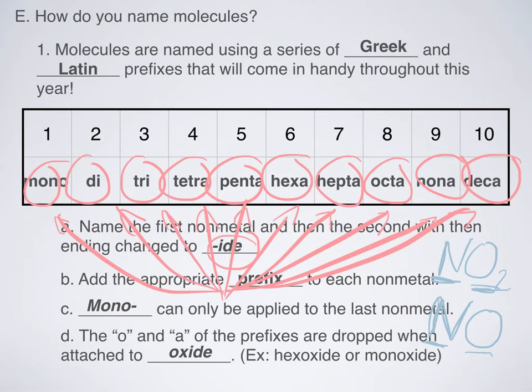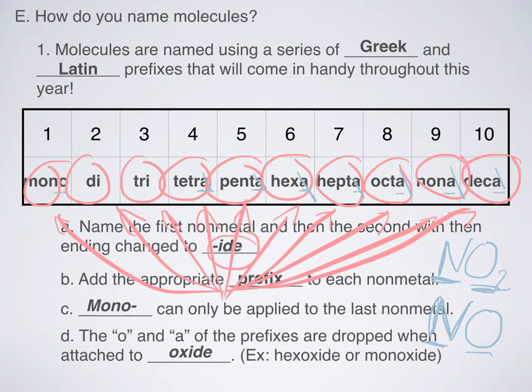Okay? Now another thing is that the O and the A of the prefixes are dropped when attached to oxide. So we don't say hexaoxide, we say hexoxide. We don't say monooxide, we say monoxide. Notice that these in particular, like tetra, penta, hexa, hepta, octa, nona, and deca, when attached to oxide, we always drop that letter. We drop the A, and we just add oxide at the end, okay?